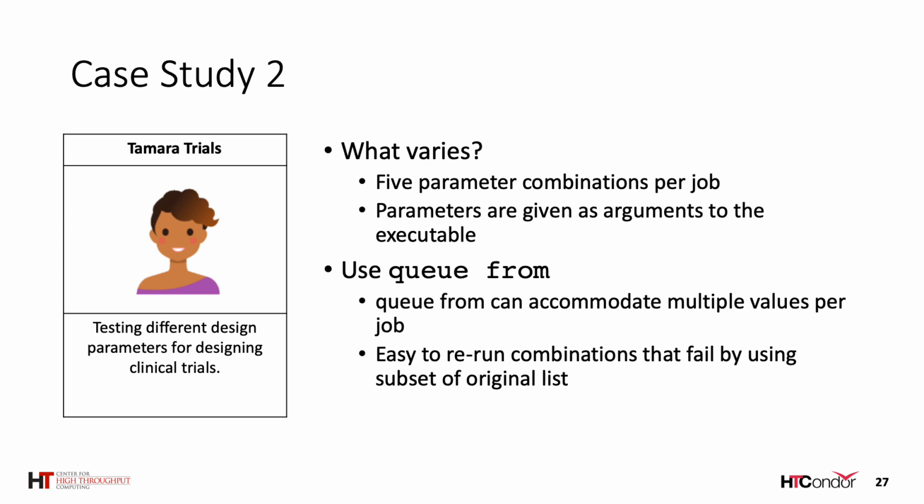She could create, say, a CSV file or spreadsheet with all the different combinations she wants to try, one combination per row, and use that to submit her jobs. It'll also be easier for her to rerun specific combinations that fail. If she uses that structure, she can create a subset of the original list of options, and it becomes really easy to rerun any that need to be rerun.